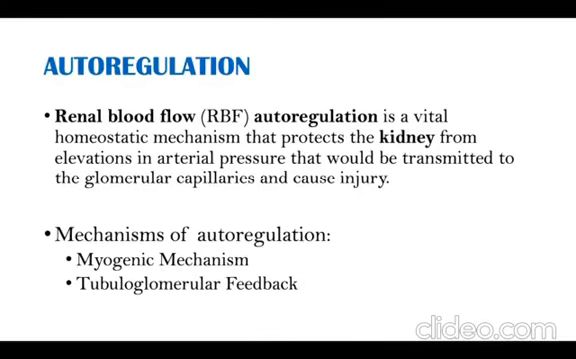Besides outer factors, the kidney also has its own intrinsic system, which we call autoregulation. Renal blood flow autoregulation is a vital homeostatic mechanism that protects the kidney from elevation in arterial pressure. So it has its own system that can control blood pressure, arterial pressure. It involves two mechanisms, which are the myogenic mechanism and also tubuloglomerular feedback.